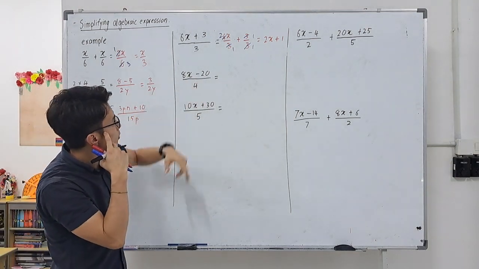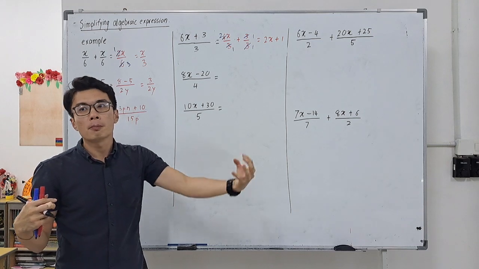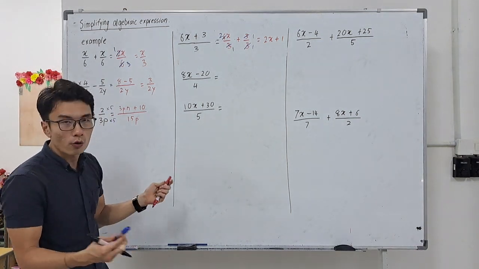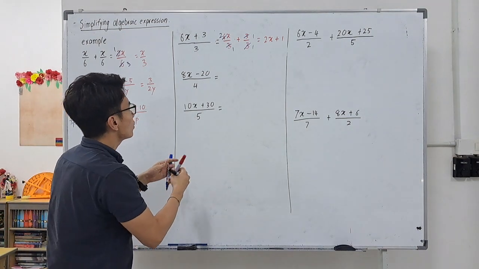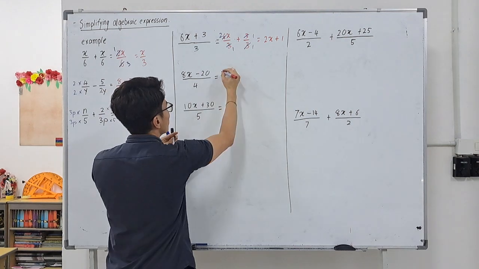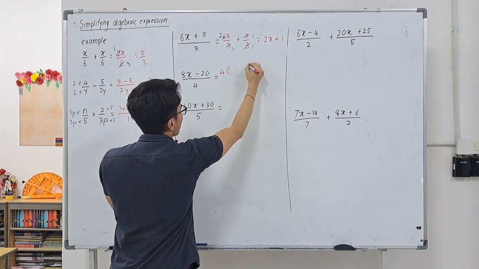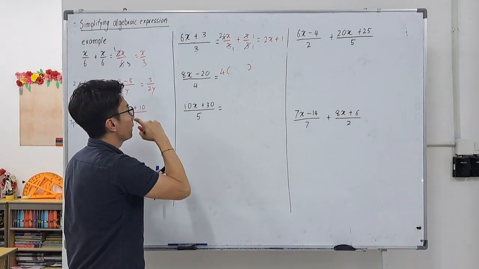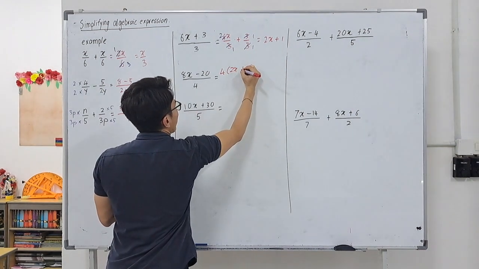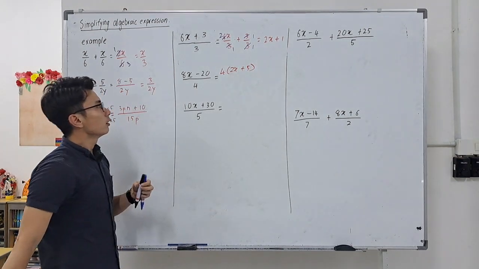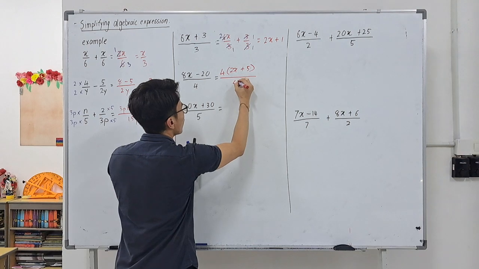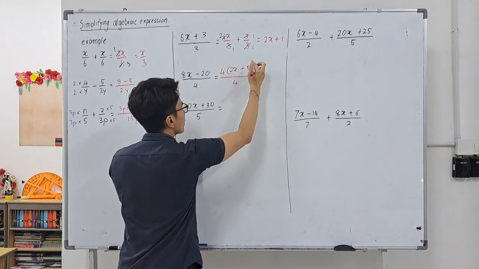Now, if you take a look at the numerator, is there any common number that I can extract out? So if you think that it's 4, you're right, okay? If I were to take out 4, what's going to be left inside the bracket for the numerator? That's going to be 2x plus 5, right? Over 4 over here.